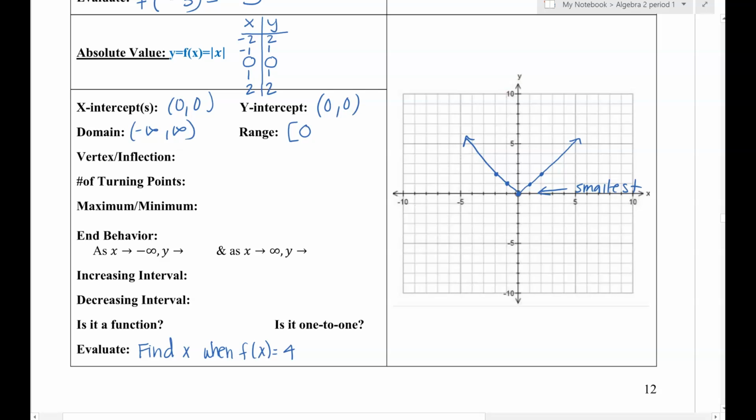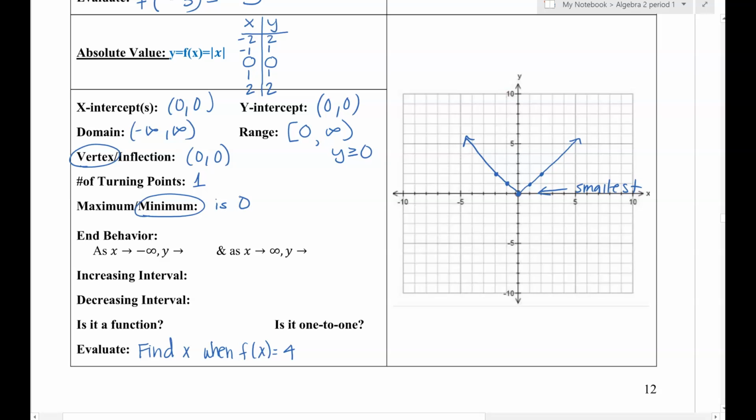That means I do want 0 in the range, and it goes all the way to positive infinity. Now another way of writing this is y is bigger than or equal to 0 for the range. We have one vertex. It is 0, 0. It happens to be the same exact location as your x and y intercept. Turning point wise, we have one turning point. Maximum and minimum, we have one minimum value, and the minimum is 0.